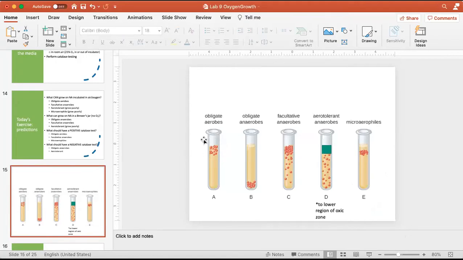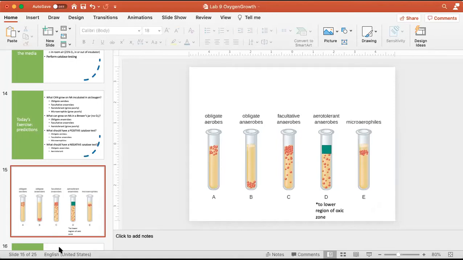Obligate aerobes grow throughout the oxic zone. Obligate anaerobes grow at the very bottom, at the deepest part of the anoxic zone. Facultative anaerobes grow best in the oxic zone, but they can also grow throughout the rest of the tube. Aerotolerants grow in the lower portion of the oxic zone, as well as the rest of the tube. And microaerophiles grow in the lower portion of the oxic zone.